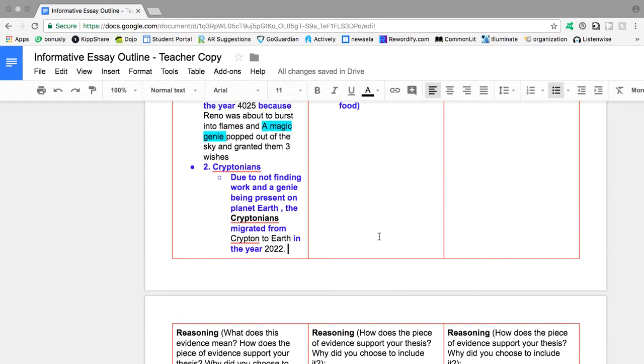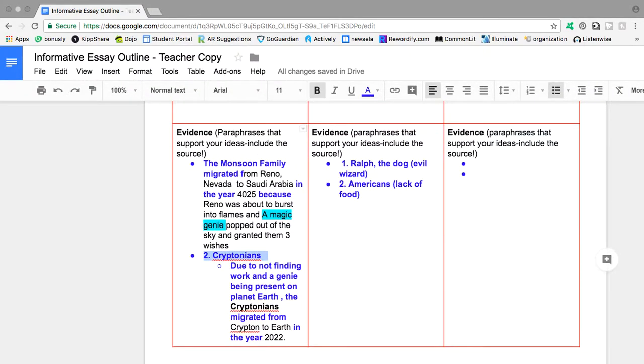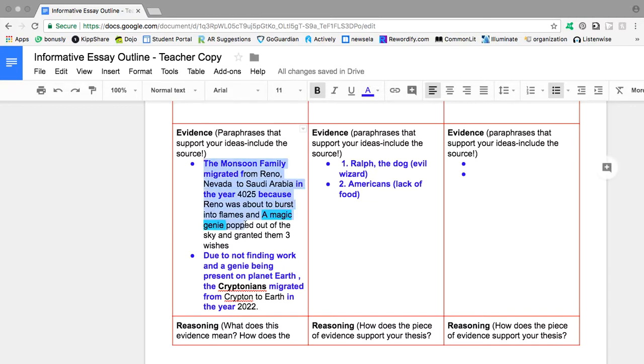And there you have it. I can delete this part. Now I have my 2 sentences of evidence.